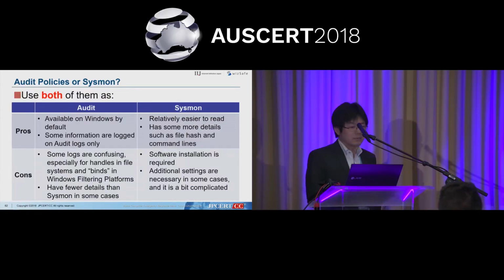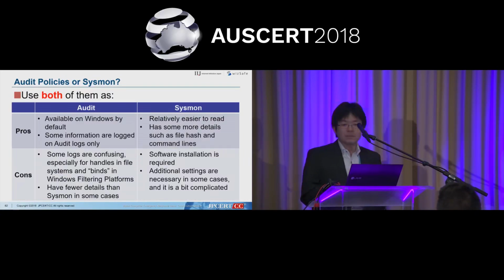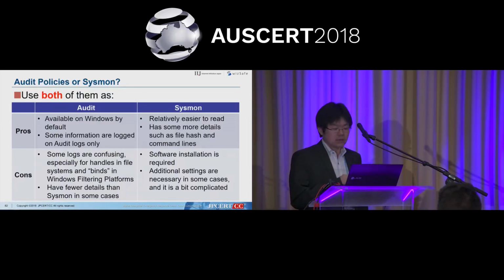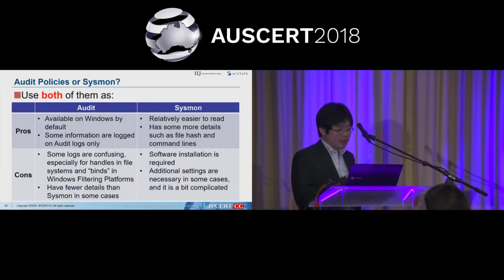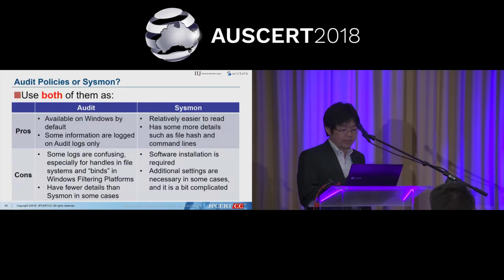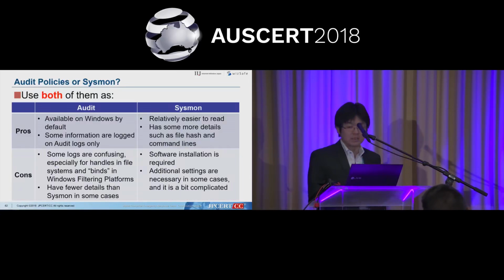Why is that? Because there are both pros and cons for using audit policies and Sysmon. The pros for using the audit policy are that it's available on Windows by default, and some information is logged in audit logs only. But the cons are, first, some logs are confusing. You have to be familiar with handles for file system activities and bindings on the Windows Filtering Platform, that's the Windows firewall. Another con is that it may have fewer details than Sysmon in some cases.